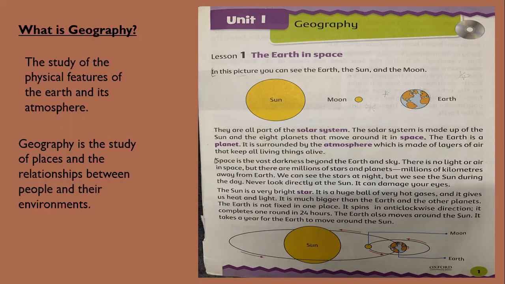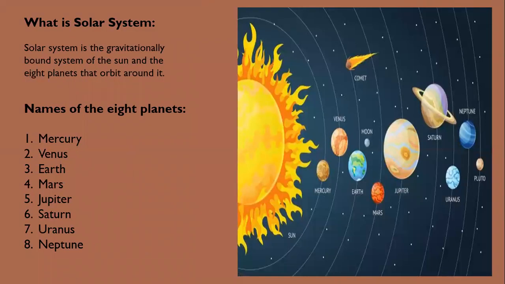So at the first, under the topic of geography, we must know the earth in space, the place of our earth in space. Remember, I told you where is our earth? Our earth is the part of our solar system. Then I told you what is the solar system. Solar system is the bound system of the sun and the 8 planets that orbit around it.